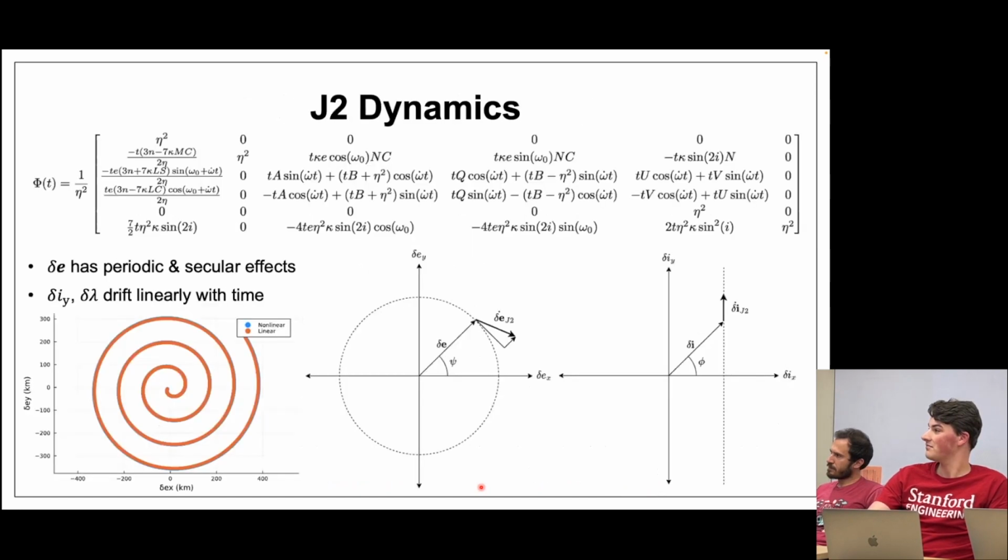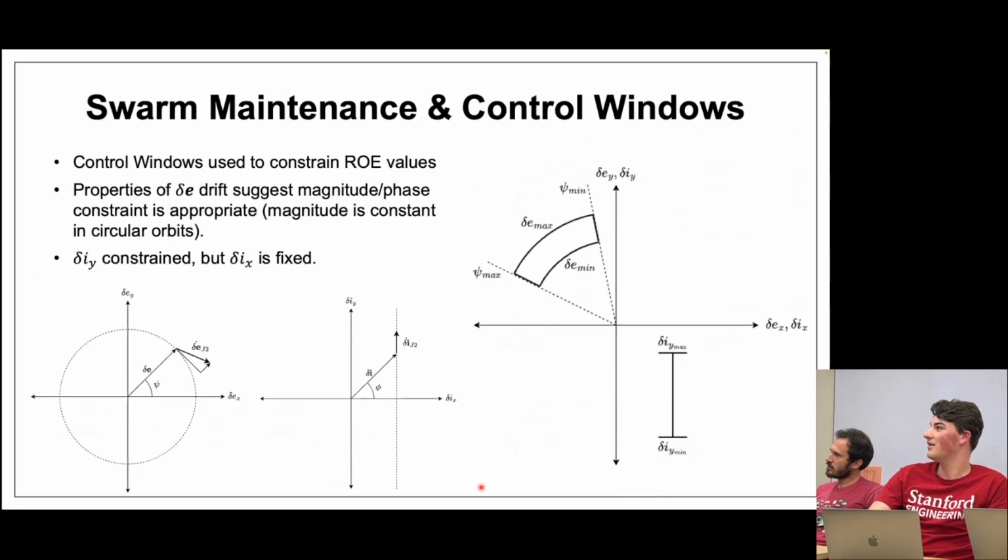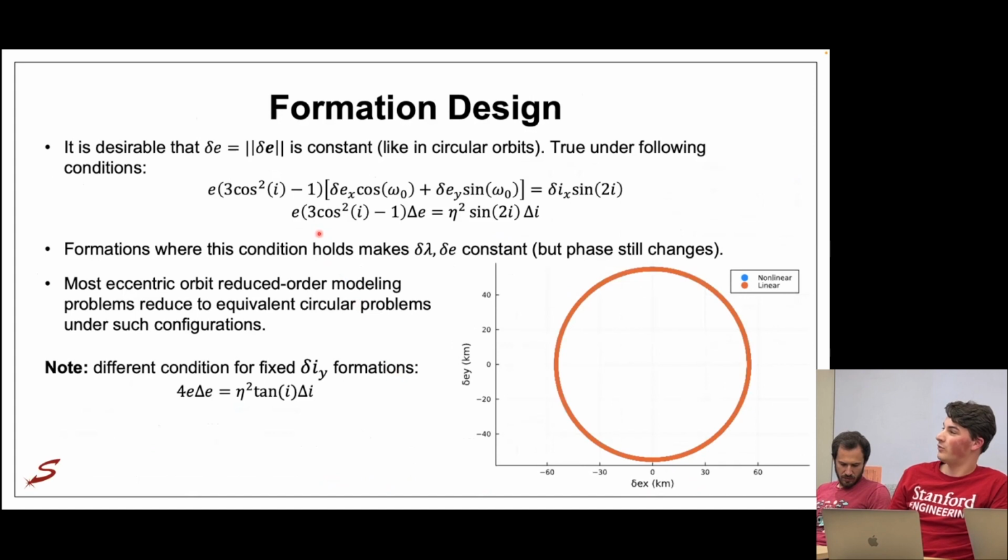But yeah, it does give you a real reason to introduce, like typically in a circular orbit, you would just set delta IX to be equal to 0 to remove J2 effects. But you can actually simplify the dynamics in J2 in eccentric orbits considerably by enforcing this condition on your swarm design. So it gives you a real quantitative reason in order to actually introduce an inclination difference and offset some of the effects of J2, which is kind of interesting.